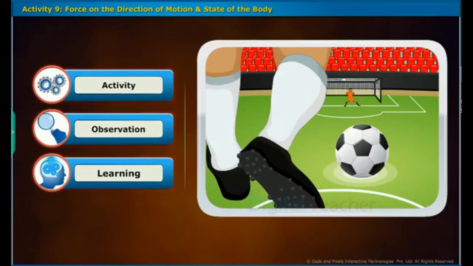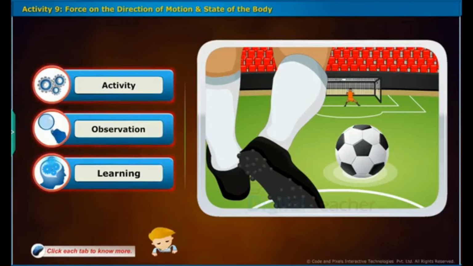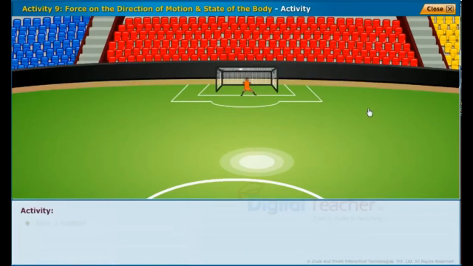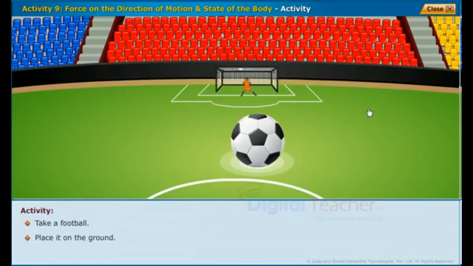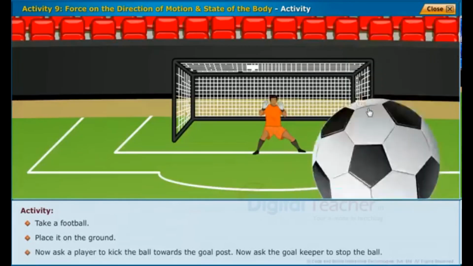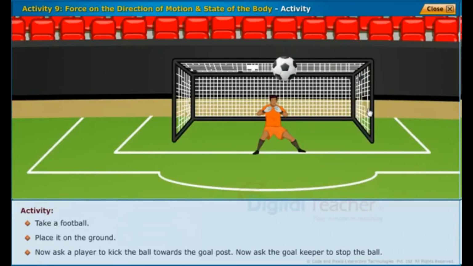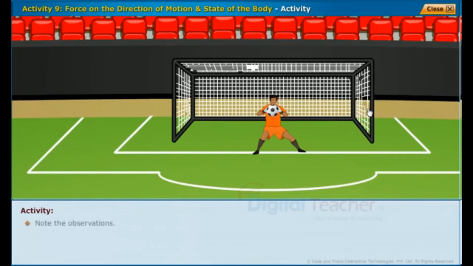Now, let us do an activity to understand the effect of force on the state of motion of an object and its direction. Click each tab to know more. Take a football, place it on the ground. Now ask a player to kick the ball towards the goalpost. Now ask the goalkeeper to stop the ball. Note the observations.